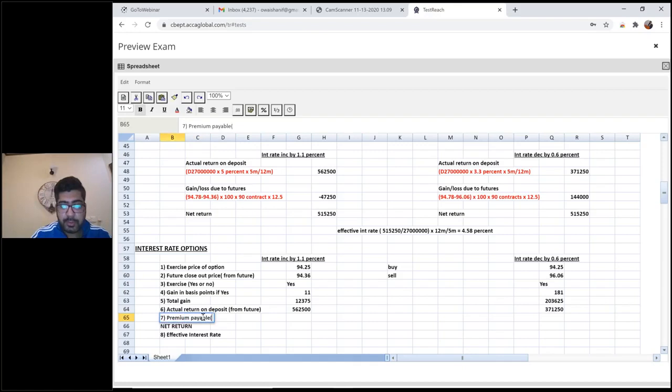So it's 0.545 into spot 100 into contracts 90 into tick 12.5. The premium will be 61,313.